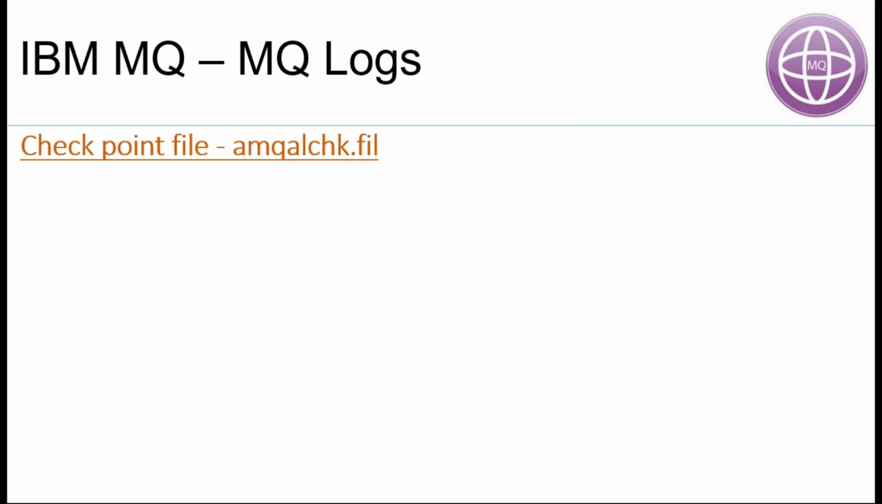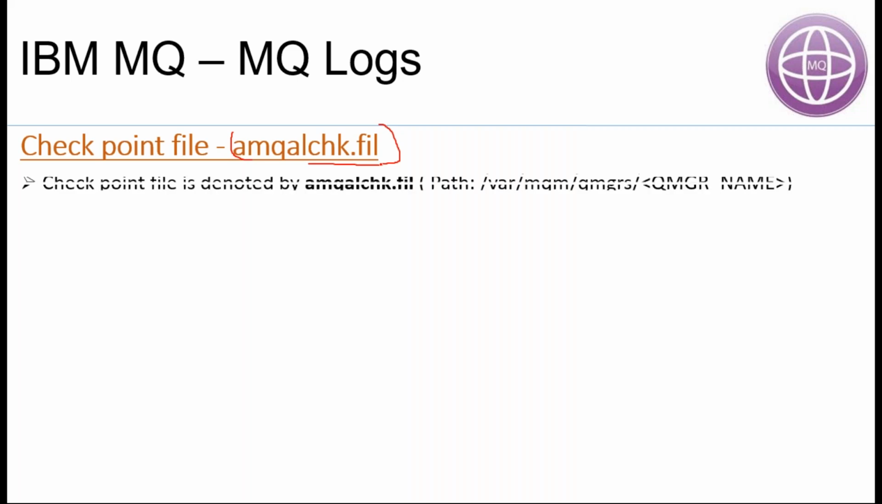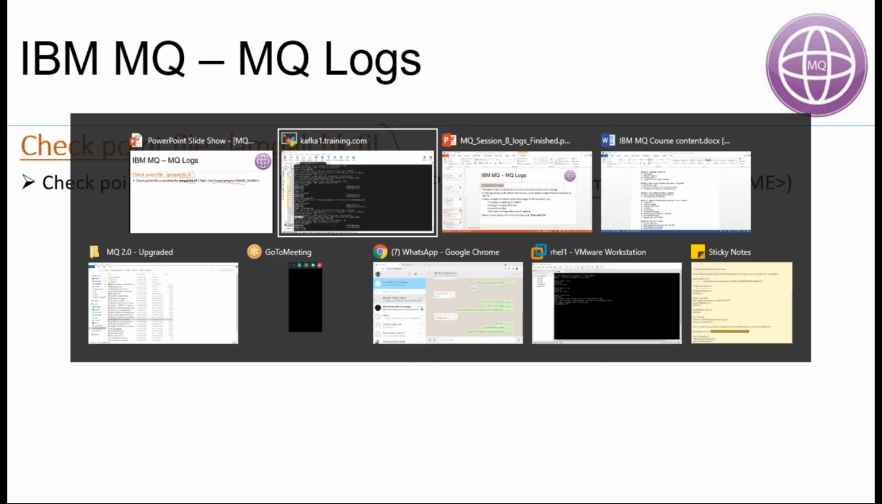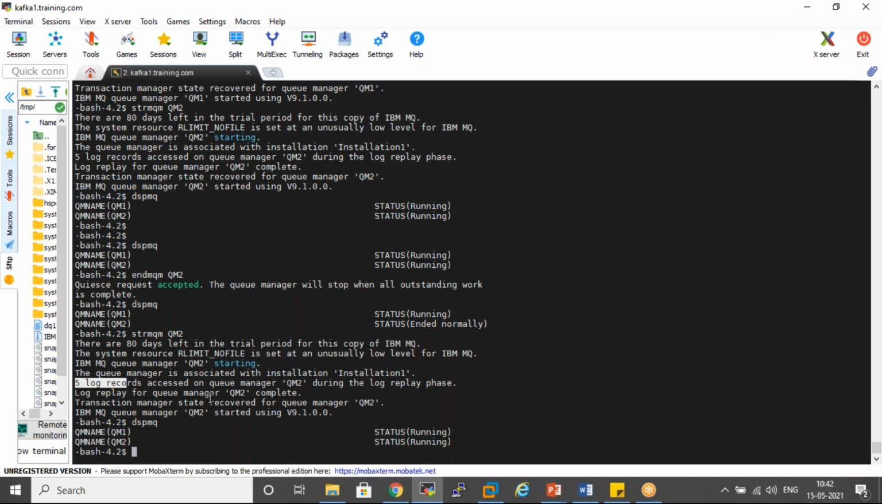The checkpoint file is denoted by amqalchk.fil. Whenever you see a file with this name in the MQ working path, you have to understand, okay, this is the checkpoint file of a queue manager. It will be in the queue manager working path. For example, right now in our server we have two queue managers, QM1 and QM2. It means QM1 will have its own checkpoint file and QM2 will have its own checkpoint file.